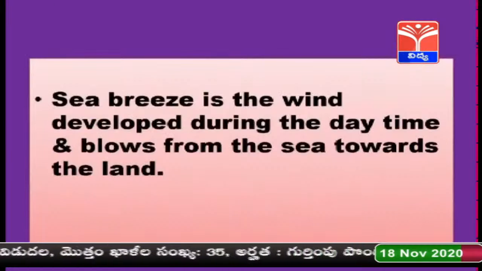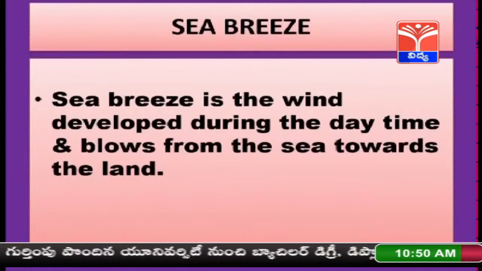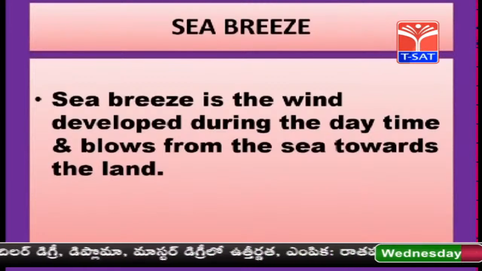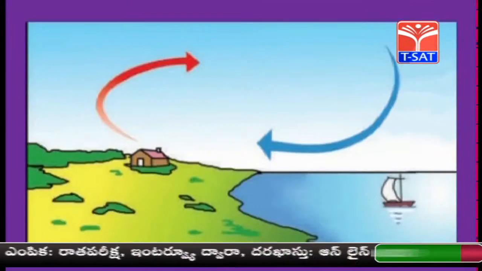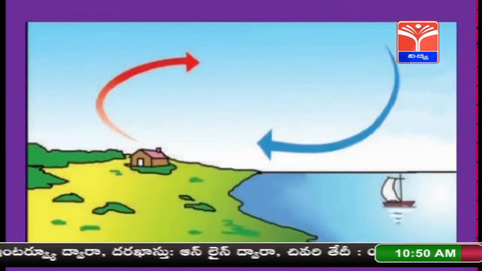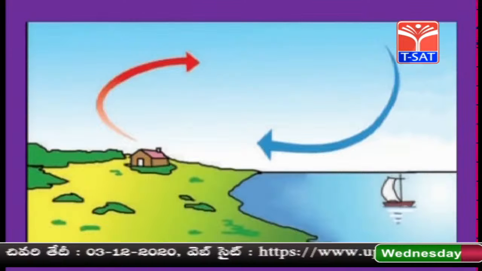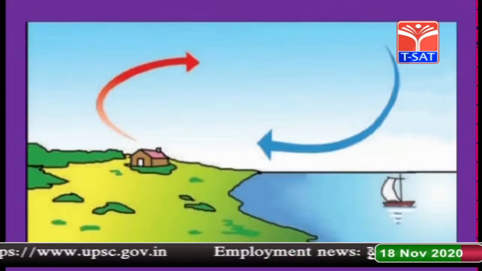What is sea breeze? Sea breeze is the wind developed during the daytime and blows from the sea towards the land. Let us understand it more clearly. Look at this picture. Land gets heated fast and cools fast. On the other hand, water gets heat late and also cools late.